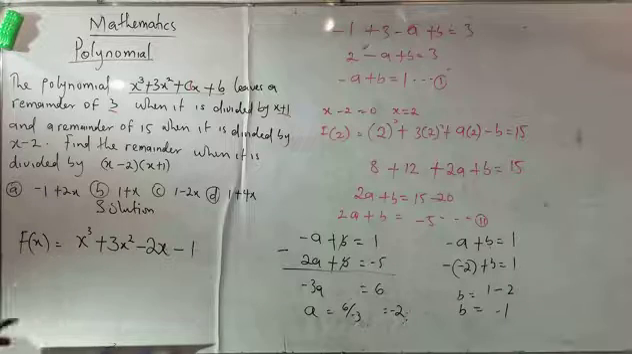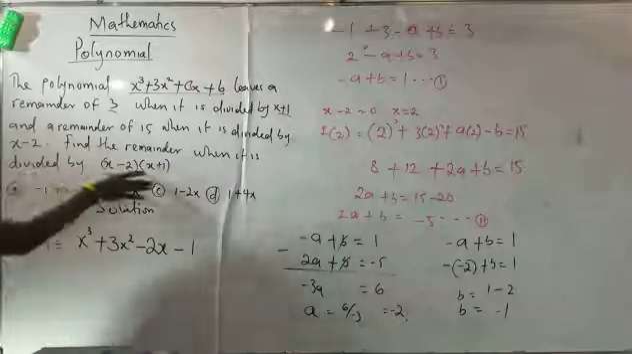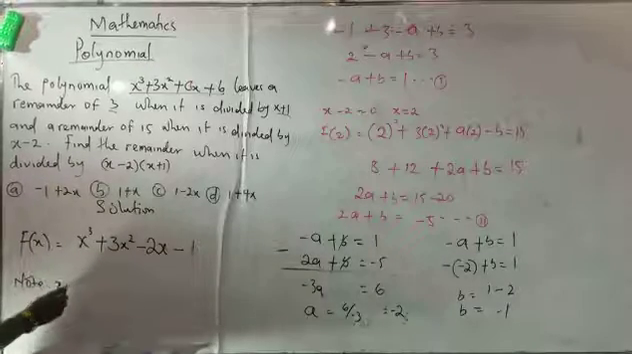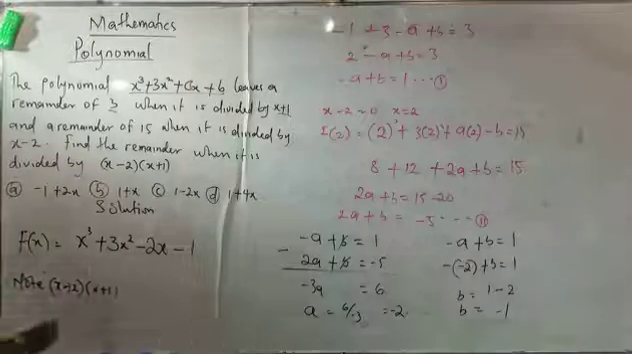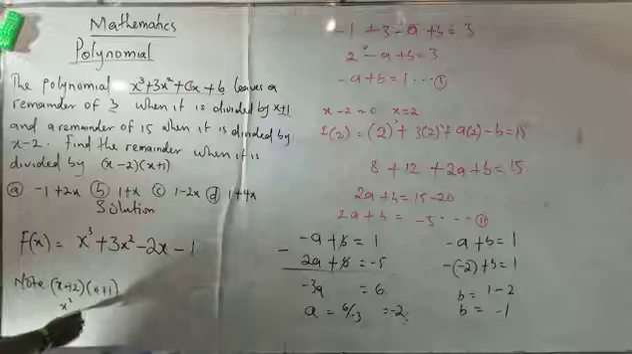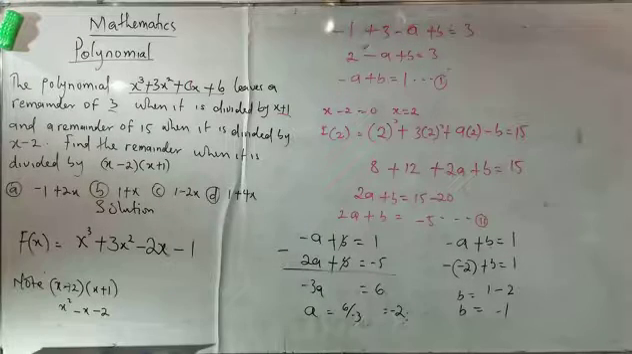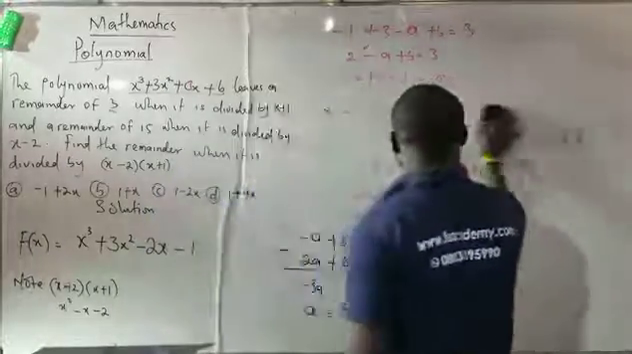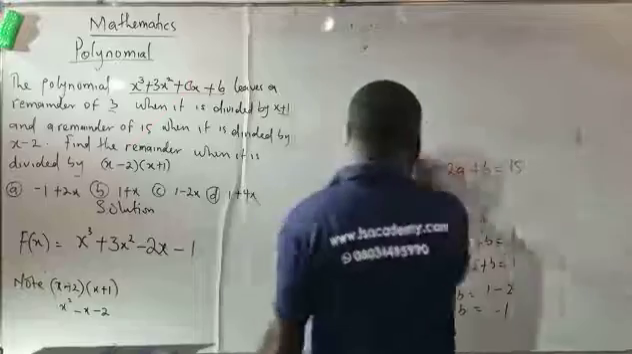Now, the next thing you need to know: find the remainder when it is divided by this. Note that (x plus 2)(x minus 1), it will definitely be x squared minus x minus 2. That will be the expansion, which you know very well. Now I will go to any method that I feel like. I think I would love to use long division. Long division should be the best thing to use here.